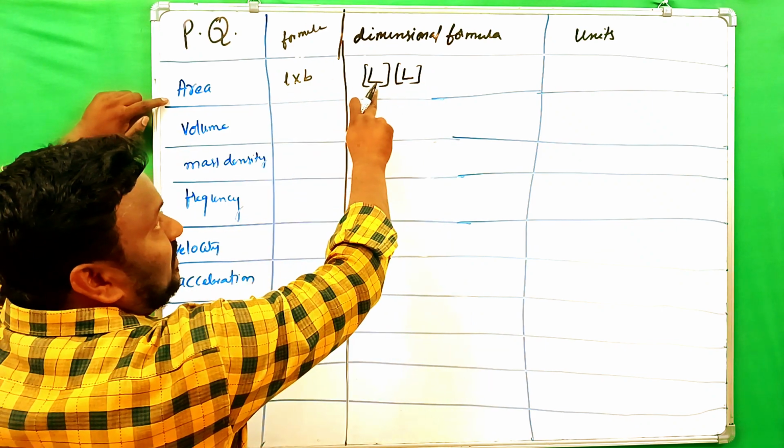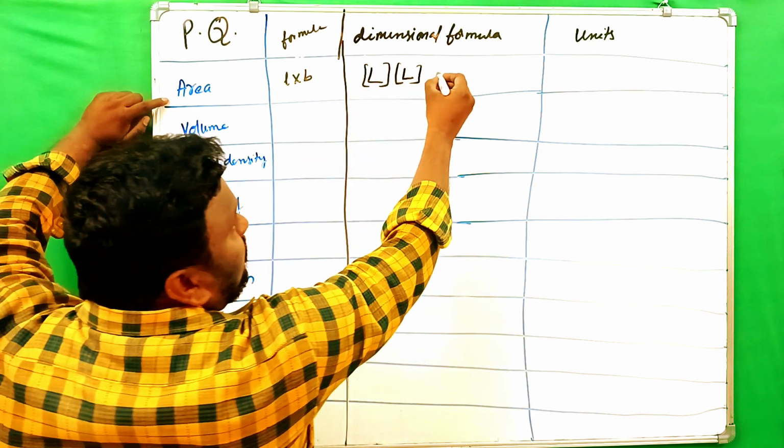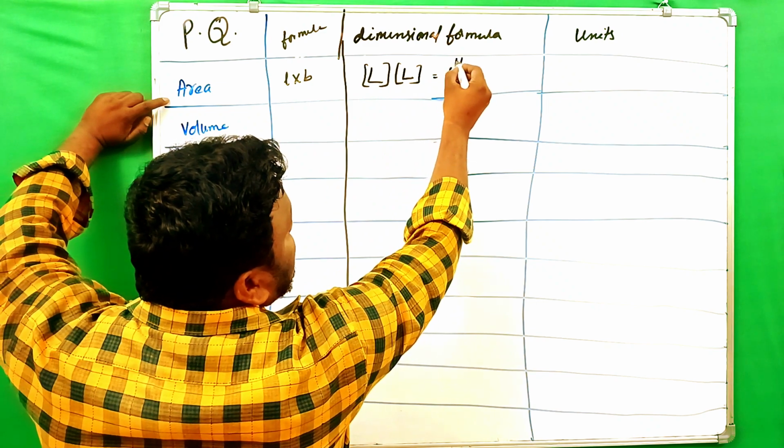Length we call capital L, breadth also L. So then what happens, L to the power of 1 plus 1.